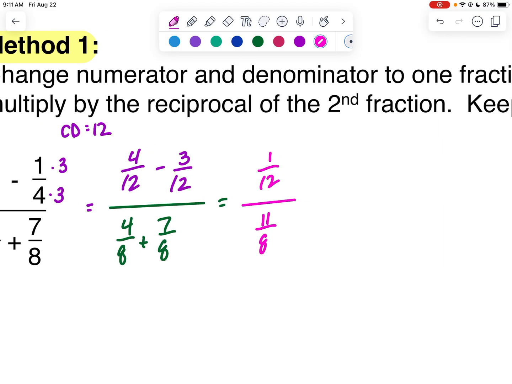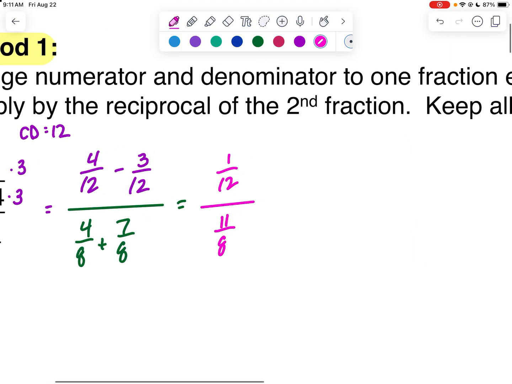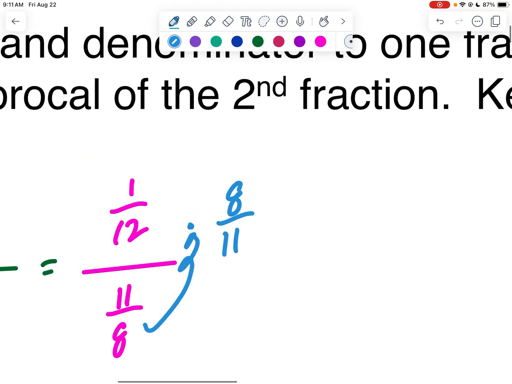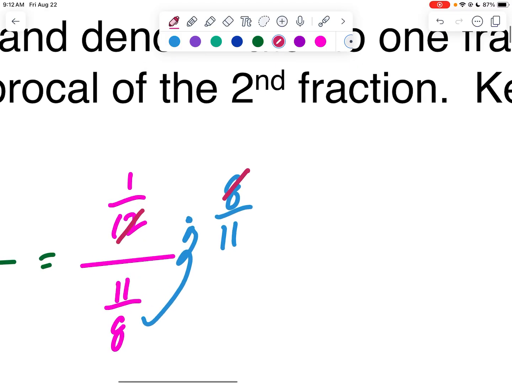Okay, now it looks a little bit prettier, right? Since I have fraction divided by fraction, I can go and multiply by the reciprocal. And then this kind of looks nasty. I'm just going to simplify these guys real quick, right? I can go ahead and look at common factors. I could pull out, what would that be? A 4.